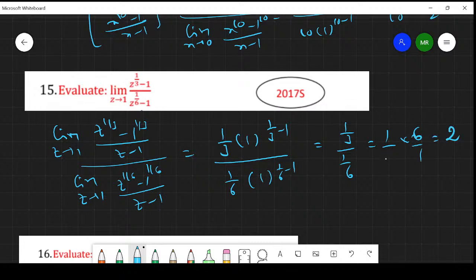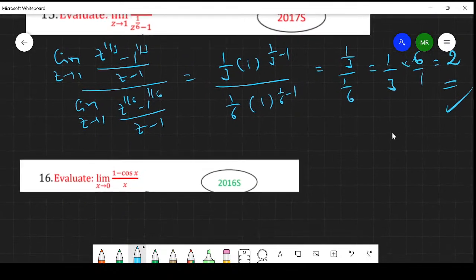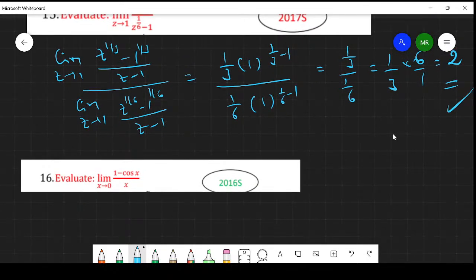You simplify 3 to 6, the answer will be 2. Like the previous one, the concept is the same as the previous one only. Please observe that whatever the previous one, follow the previous one. I hope you understood this. If you have any doubt, please ask me. I will repeat again any specific problem.